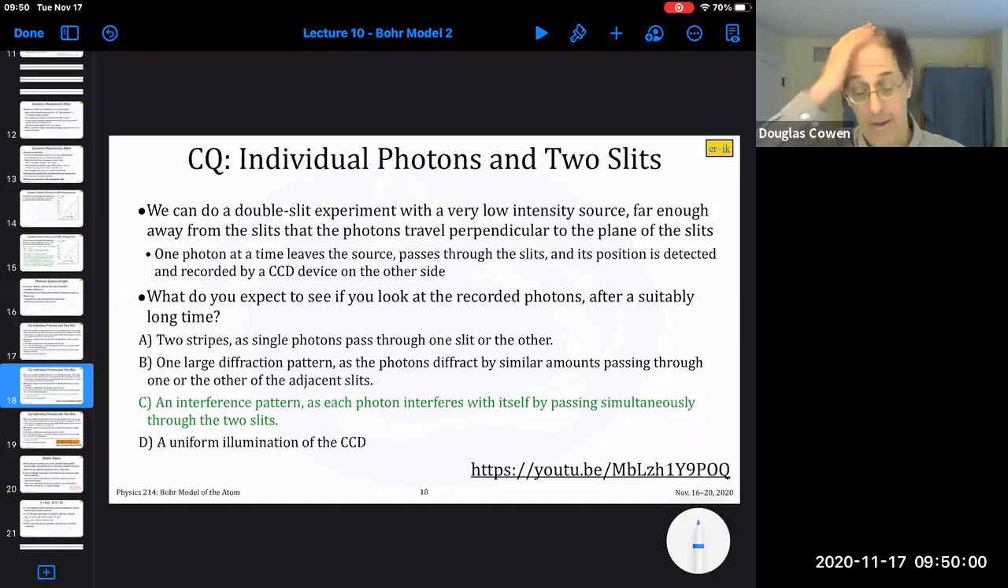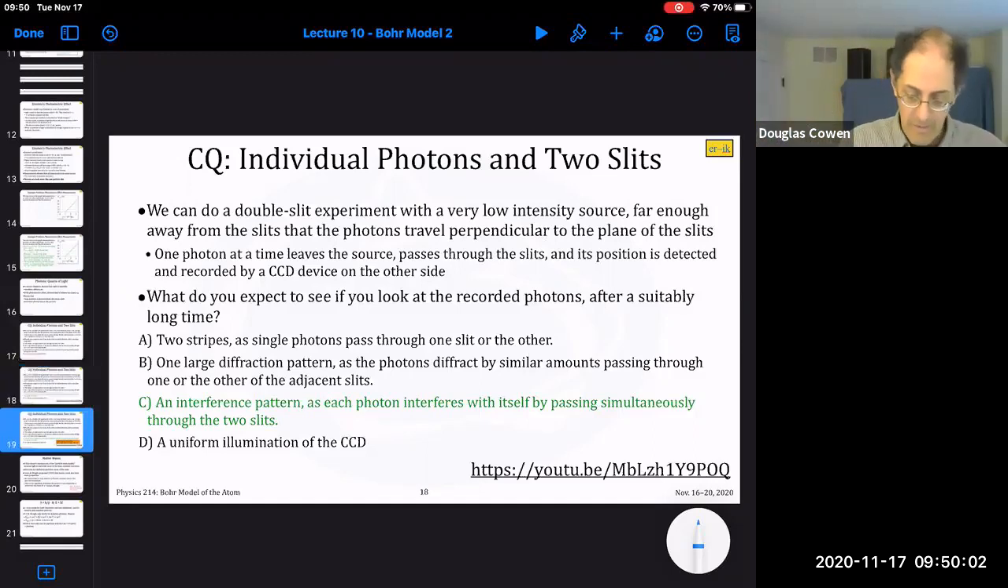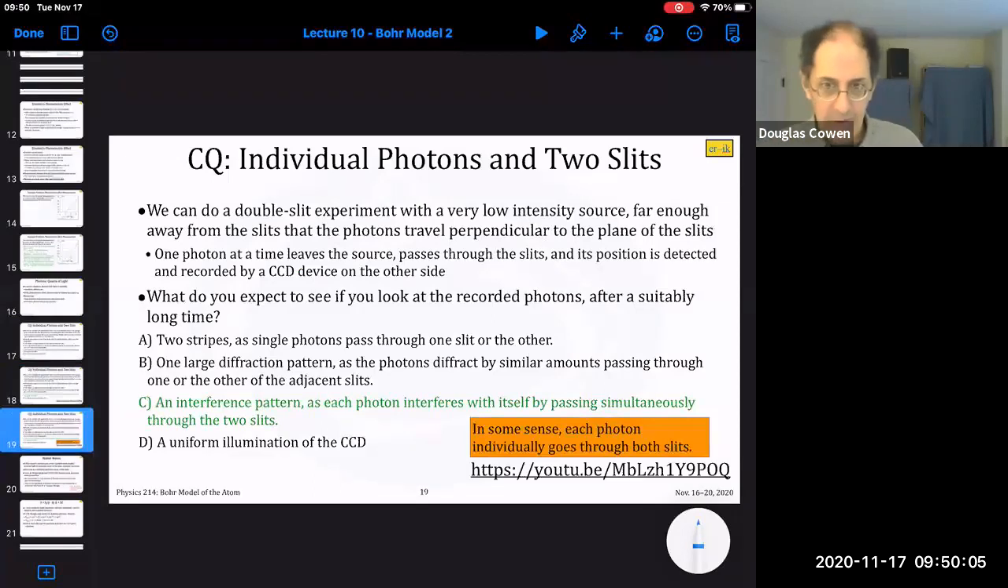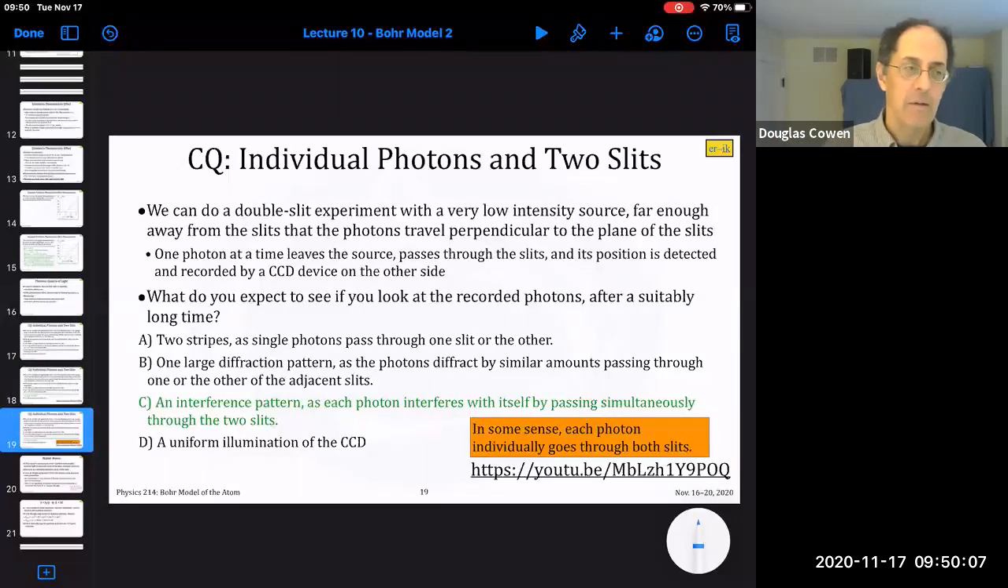Kind of weird to think of it that way. In some sense, each photon, which remember is one photon at a time coming from the source, you could see one dot at a time appearing on that CCD screen. So we know that's what was happening. One photon at a time was produced on the screen. It wasn't like 1,000 came all at once. It was one at a time. And yet the pattern that ultimately arose on that screen was an interference pattern.